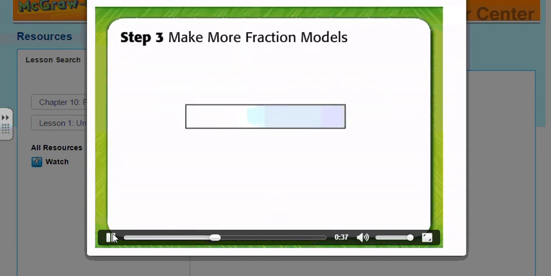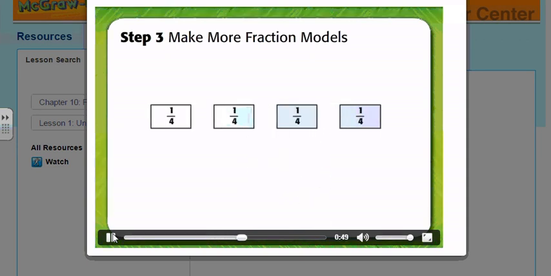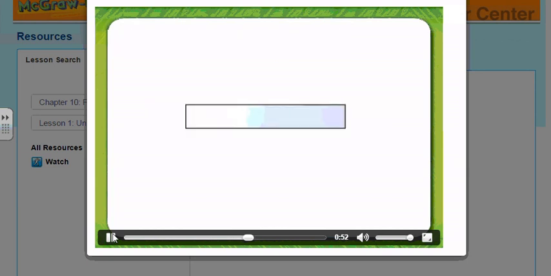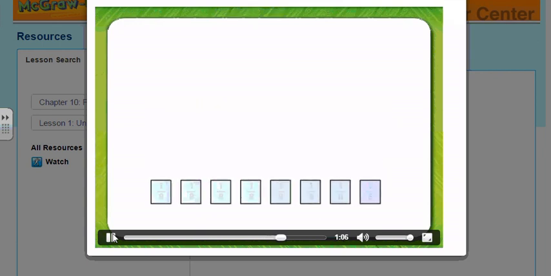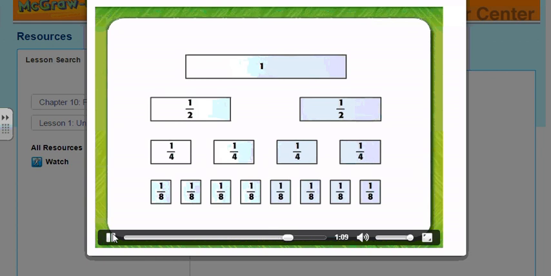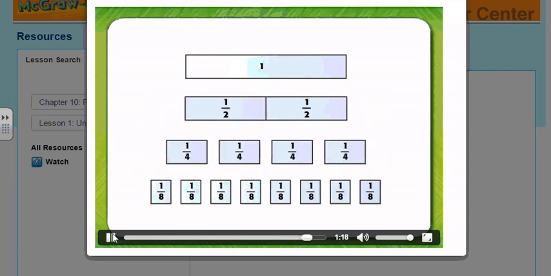Now make more fraction models. Fold the next strip in half twice. Cut on the folds. Label each part 1/4. Finally, fold the last strip in half 3 times. Cut on the folds. Label each part 1/8. The models show 1 whole, halves, fourths, and eighths.